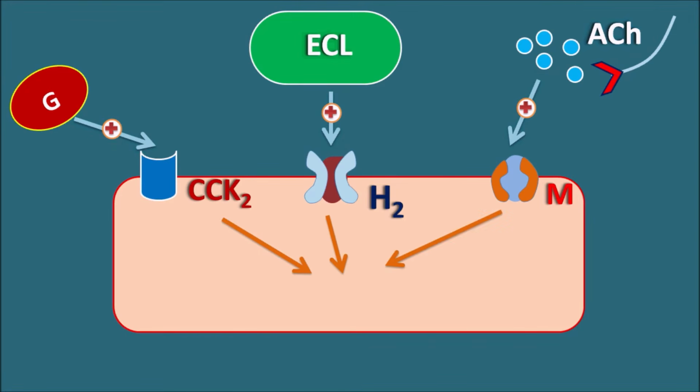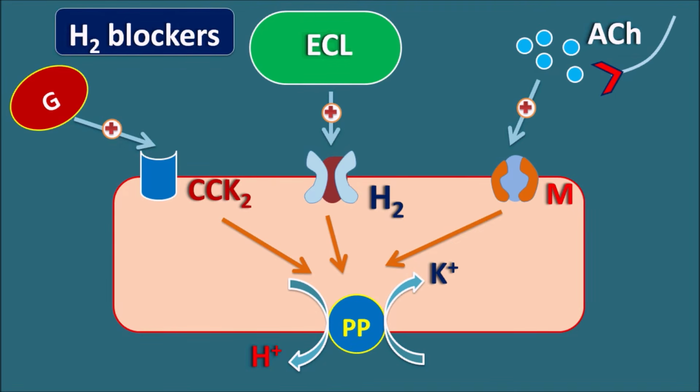All these are going to act on the same target, that is nothing but the proton pump. This proton pump is the H plus K plus ATPase pump, where the H plus ions are going to be secreted outside and potassium is going inside. So all types of stimuli can release the gastric acid by finally acting on the proton pump.